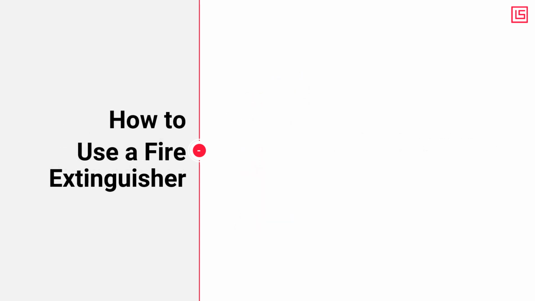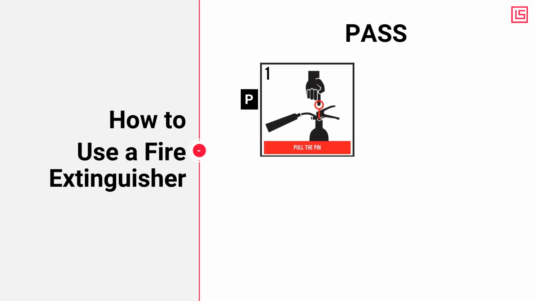Now that we have understood the types of fire extinguishers, it is equally important to know how to use them. For that, remember the PASS acronym. P, which is pull the pin to break the tamper seal.